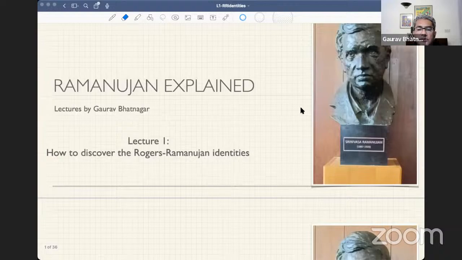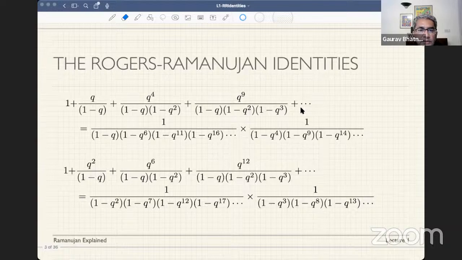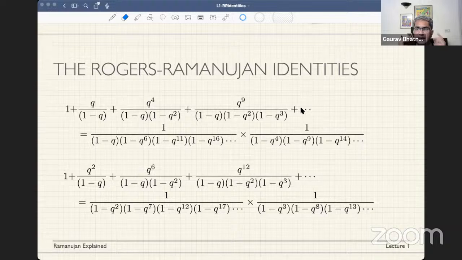So these are the Rogers-Ramanujan identities, first of all. This is the objective of our session today. Today's session should give you an idea of the kind of things that we would do. It's kind of like a sample lecture, but we'll get serious from next time and do more and more identities.